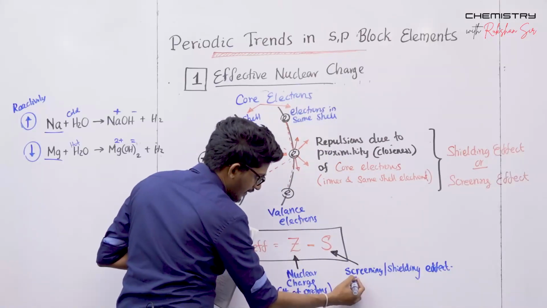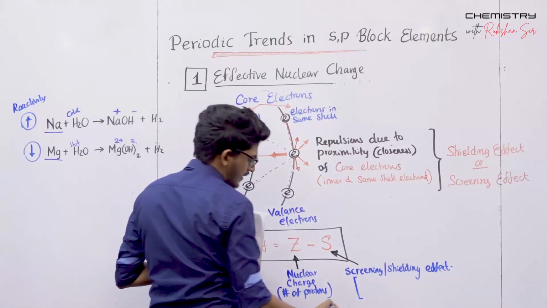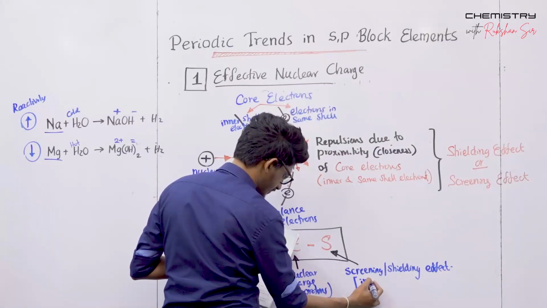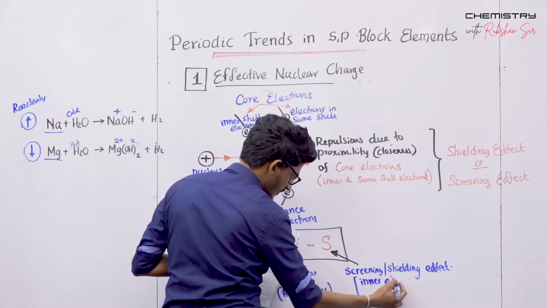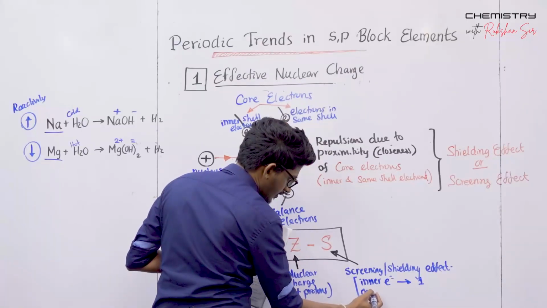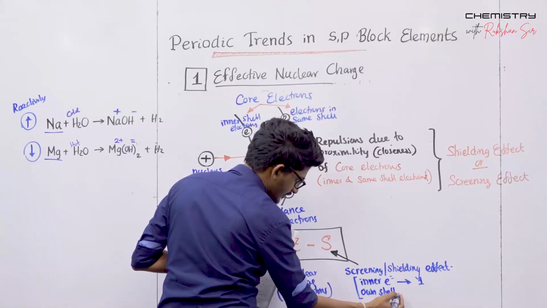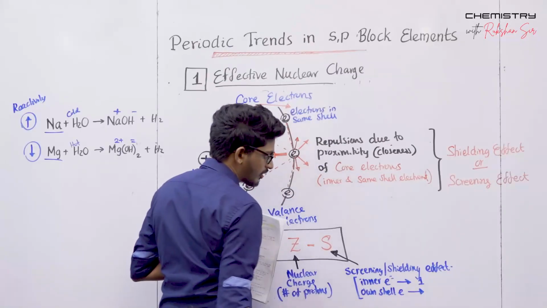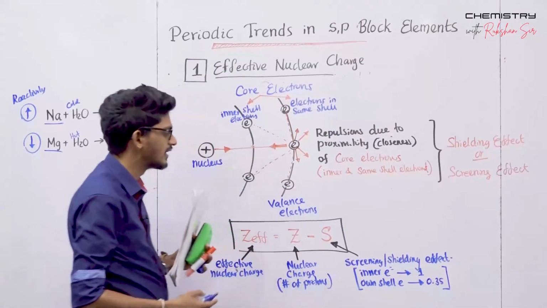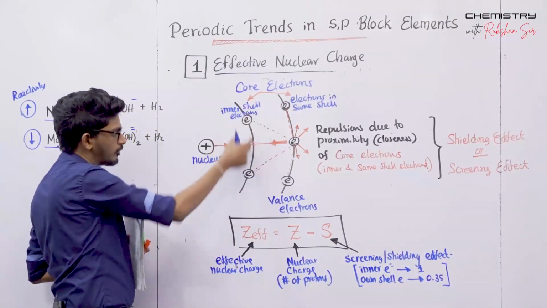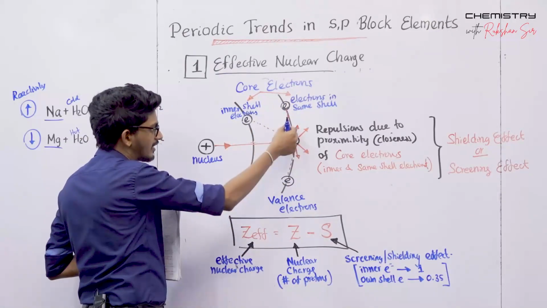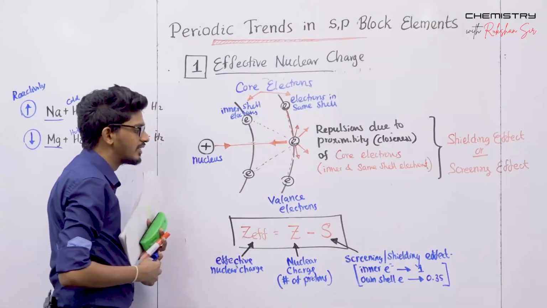Normally, Lamai, when it comes to screening, the inner electrons contribute 1 unit of shielding, while the same shell electrons contribute 0.35 units of shielding. We'll discuss that. So more shielding is done by the inner electrons. You can clearly see the greater repulsions are done by the inner shell electrons, and slight repulsions are done by the same shell electrons.